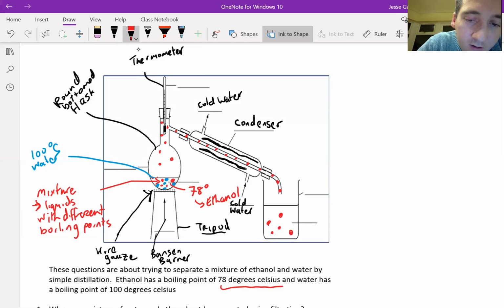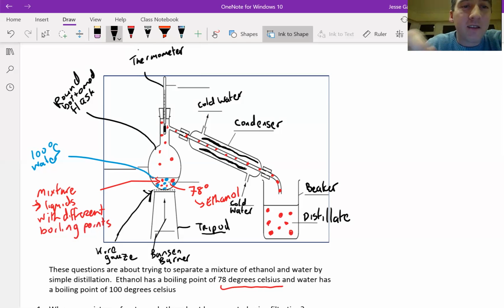in what we call the distillate. So this here is the distillate. The distillate is usually collected in a beaker or some kind of a container. So we've got a beaker of distillate. This is the substance which has been through the distillation process. What you might also hear this called is a fraction. It is a fraction of what we started with.